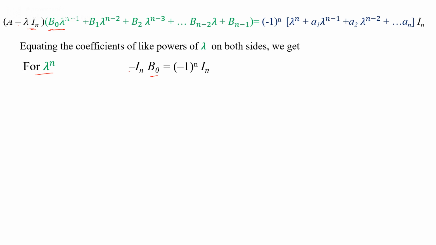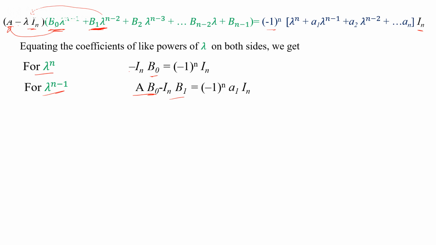And on the right hand side we get a coefficient (-1)^n I, and then we equate the coefficient of lambda^(n-1). So when that element is multiplied with the A, we get a coefficient A B0, and the second element of that equation's left hand side, B1 lambda^(n-1), is multiplied with the second element of that, that is lambda I. So again we get a lambda^(n-1), and the coefficient of that is B1, oh sorry, B1 I, and on the right hand side we get A1 I and (-1)^n.